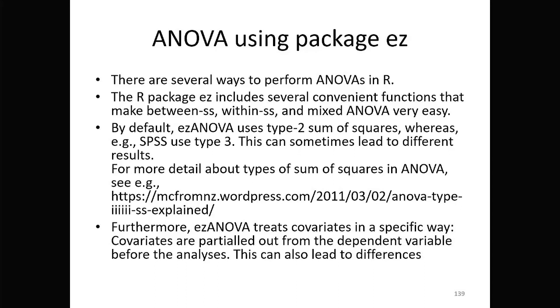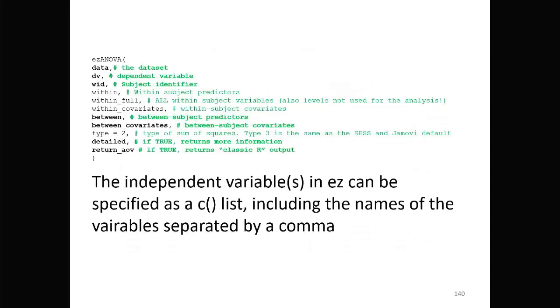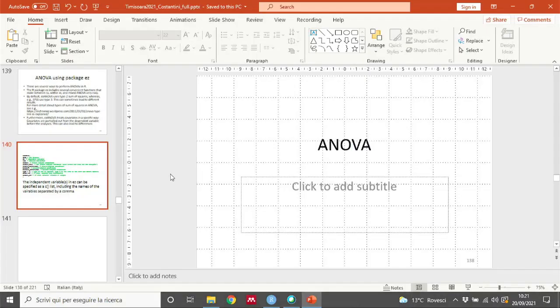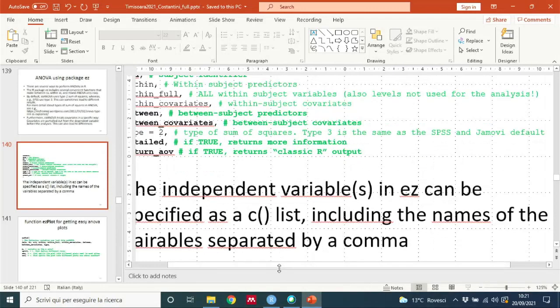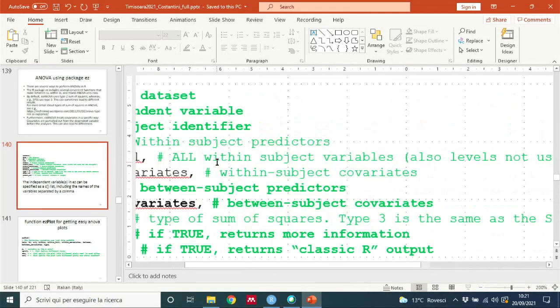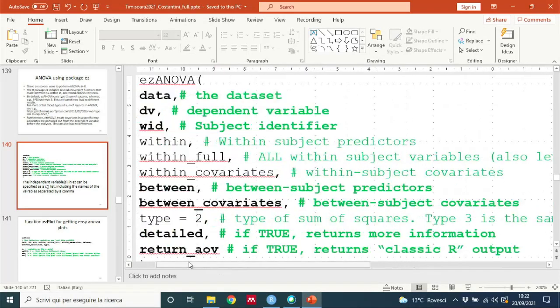There are other ways to do ANOVA, but we will stick to this because it has many positive features, and you will see those. The syntax is too small here, I will try to make it bigger. Okay. To run the ANOVA, the command is Easy ANOVA, with a capital ANOVA. You have to specify some arguments.